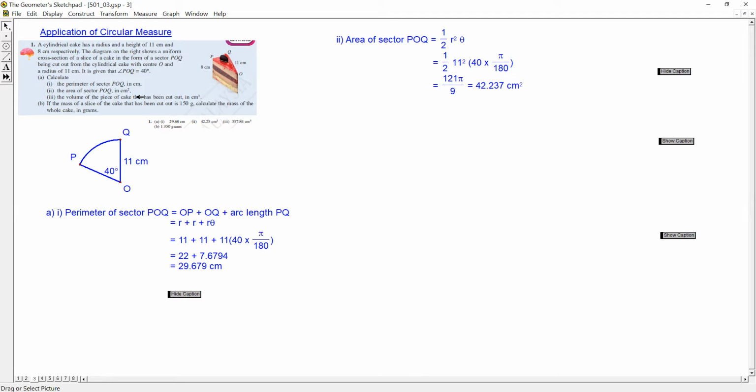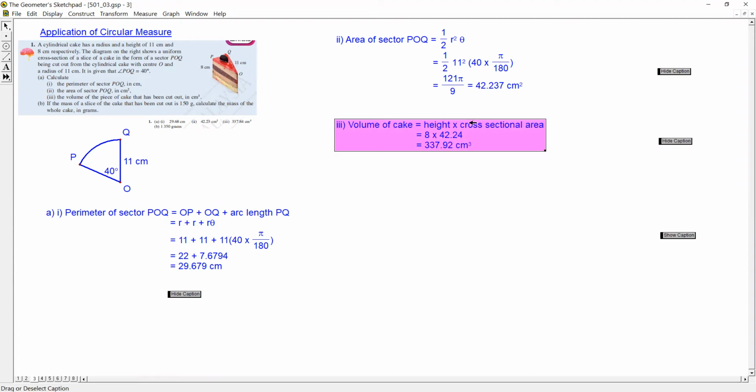Now they want the volume of the cake cut out in centimeter cubed. Now, volume you have learned, I don't know in lower form how you learned it. Volume of any solid which is uniform, you use the cross-sectional area multiplied with the height, then you will get the volume of the object. So I'm going to do that. If I want to find the volume, I use the uniform area of the sector, multiplied with the height of the cake.